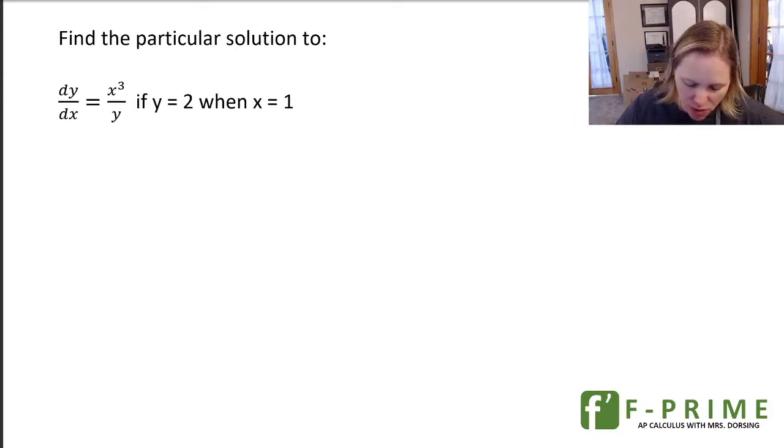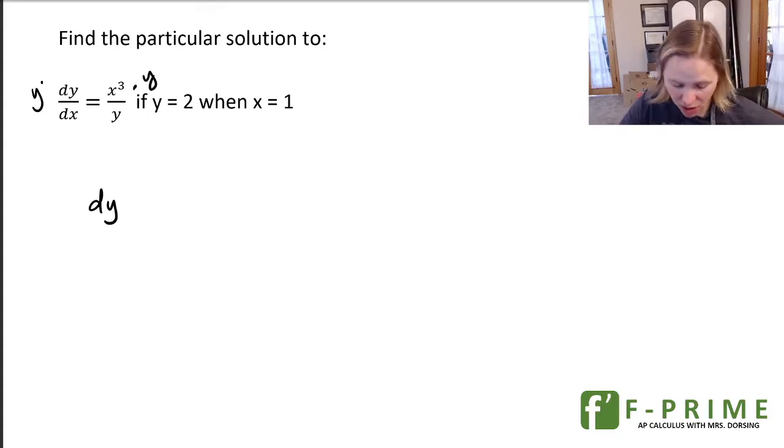So step number 1 is to separate your variables. We're going to put the y's on one side and the x's on the other. We're going to use multiplication or division to do that. So dy, I'm going to multiply by y, and then I'm going to multiply by dx to get everything moved around. So I'm going to have y times dy, when I multiply the y over, equals x cubed dx.